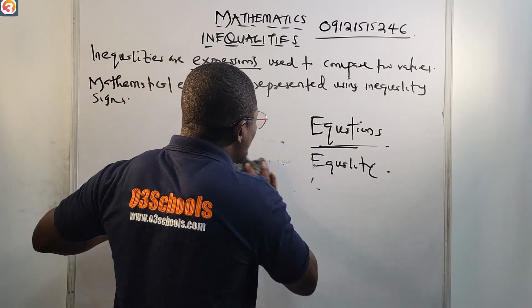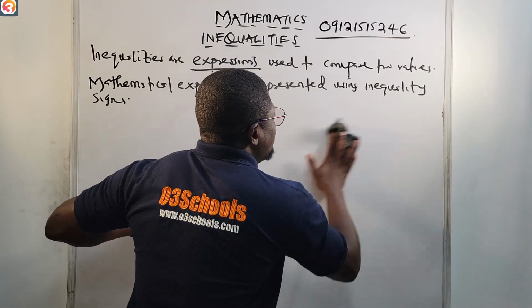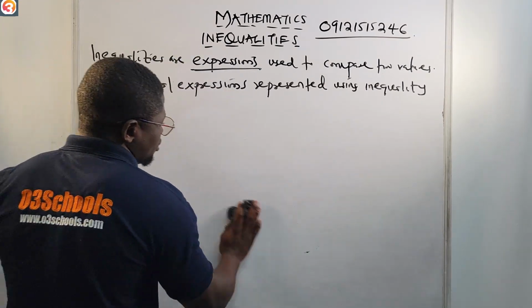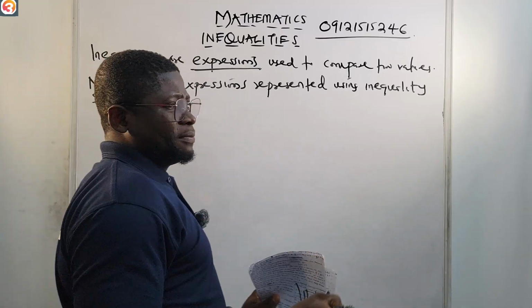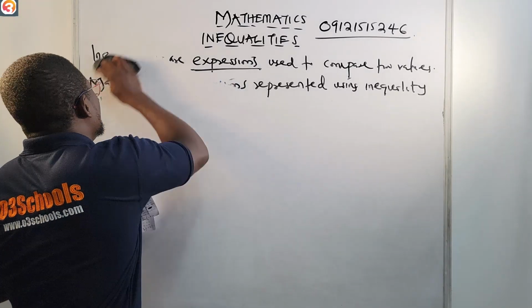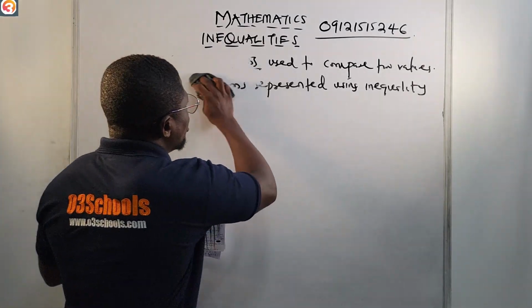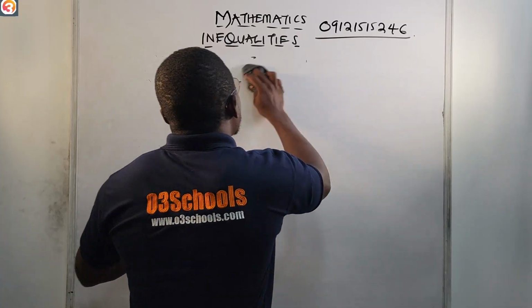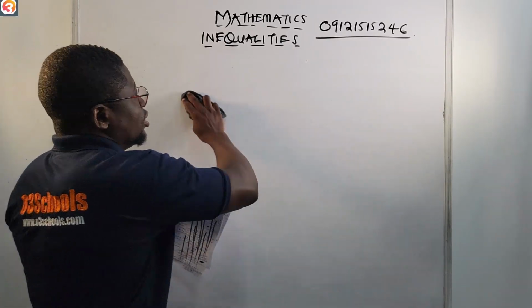The reason why I'm taking this class like a baby class is because there are WAEC students here, there are also JAMB students here, and some JAMB students are not really too strong when it comes to mathematics. So please, because of them, I'm doing all of this.